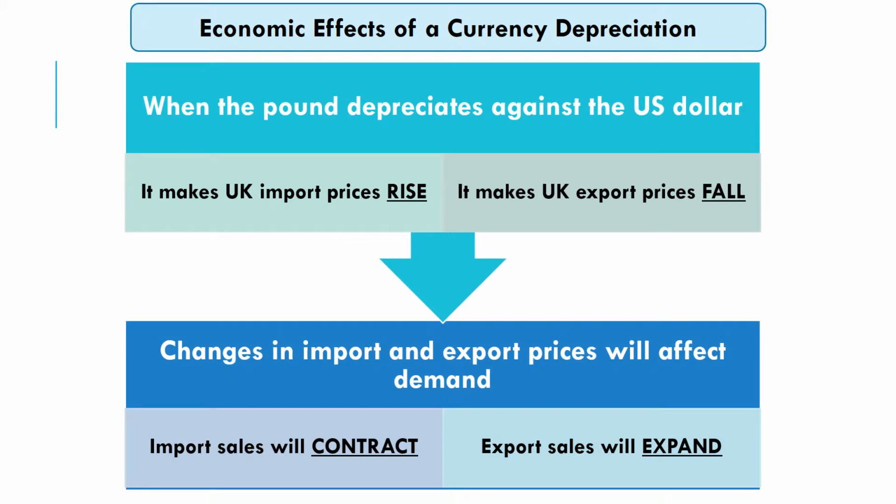So let's have a bit more of a discussion about this. The effects of a currency depreciation. Where a currency gets weaker, we would describe that as being a currency depreciation. So when the pound depreciates against the US dollar, the impact of that, WIPIDEC, would make imports more expensive and exports cheaper. And then the impact of that will change the demand for imports and exports. Import sales will contract, less demand if prices rise, and export sales will expand, more demand if prices fall.